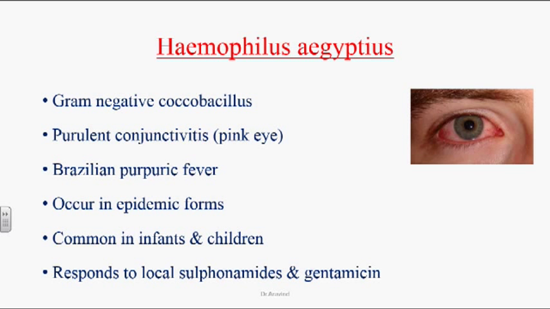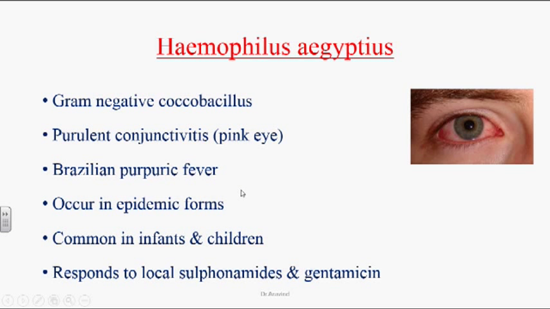Haemophilus aegyptius. Haemophilus aegyptius is a gram-negative coccobacillus. It can cause purulent conjunctivitis, which is referred to as pink eye. The most common cause of pink eye is adenovirus, but this organism can also cause pink eye. And whenever this organism disseminates into the bloodstream, we can see Brazilian purpuric fever, because this organism is also gram-negative, so it can secrete endotoxin.